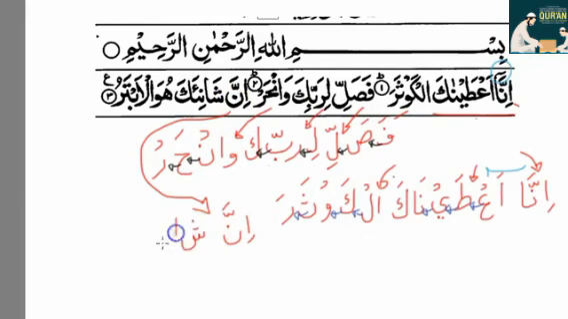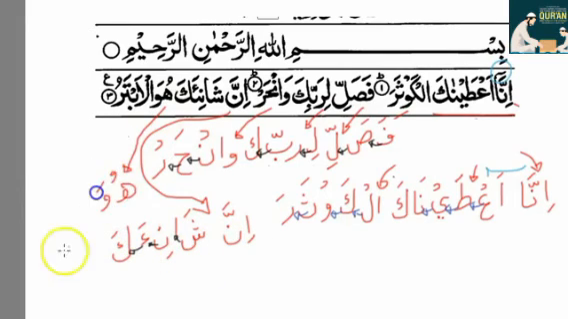Again, you can write these down as well, a good way to learn them. Try to pronounce them yourself first of all, and then we'll read it all together. إِنَّ شَانِئَكَ هُوَ الْأَبْتَرُ. Okay, excellent. Let's have a go at reading all of it then.